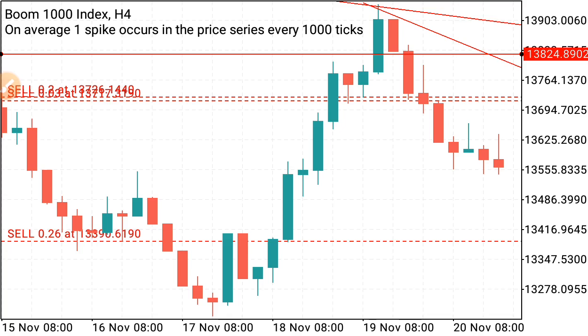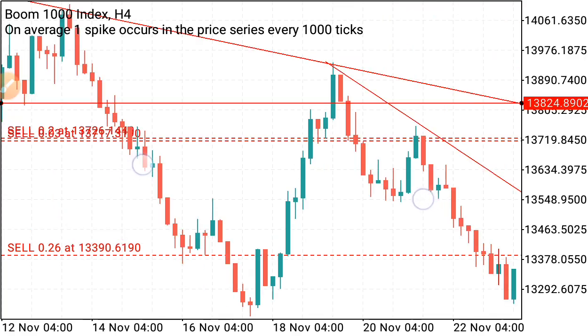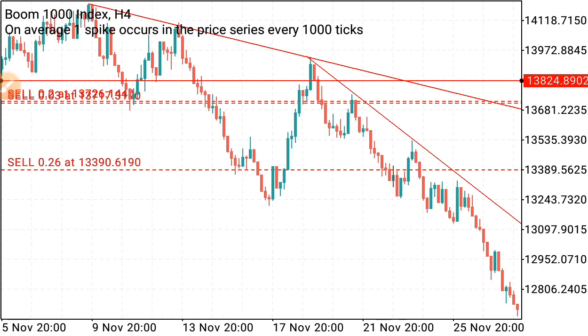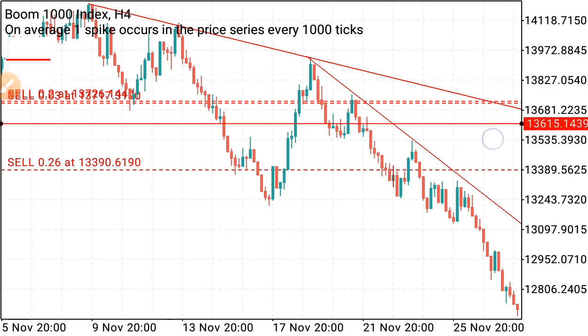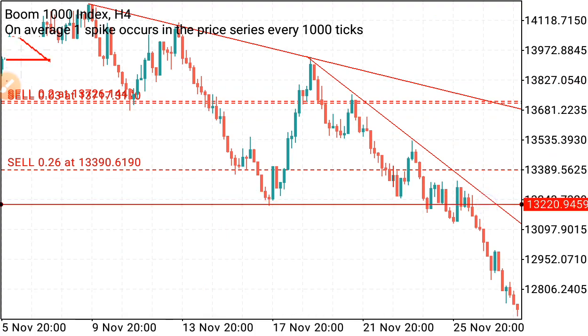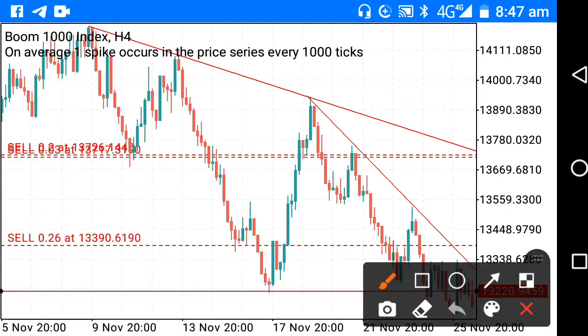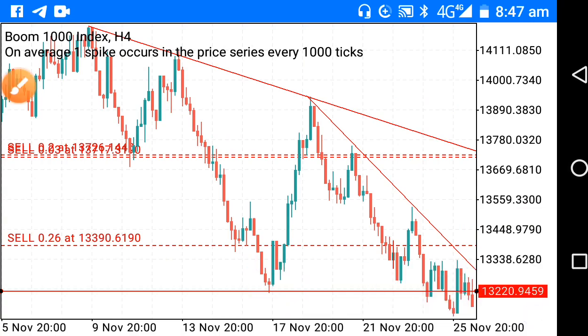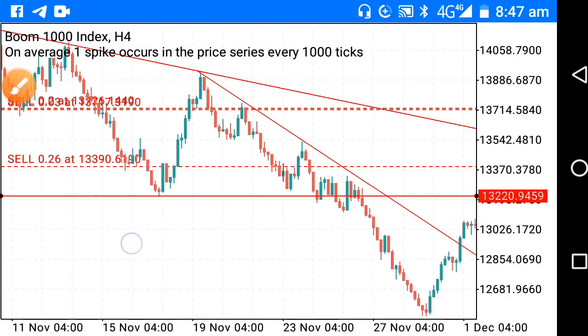Then my stop loss is above the trend line. And where am I targeting? I'm targeting the previous low, and this is the previous low here. Now what is going on, guys? Is this not amazing?